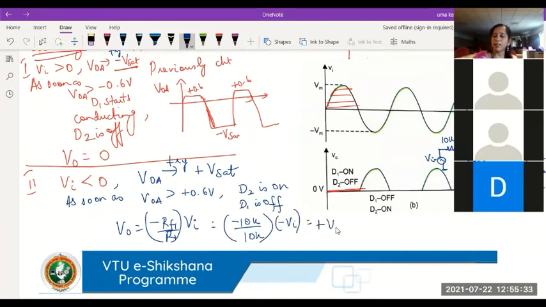So what will I get? I'm going to get the output as following the input, but with a positive sign. You had given negative input in this half cycle, but for a negative input, I'm going to get a positive output here. And I hope you understood the reason for that.